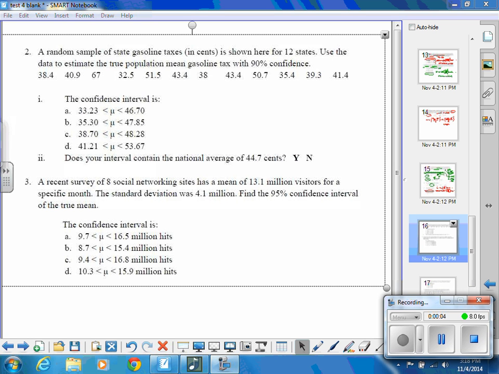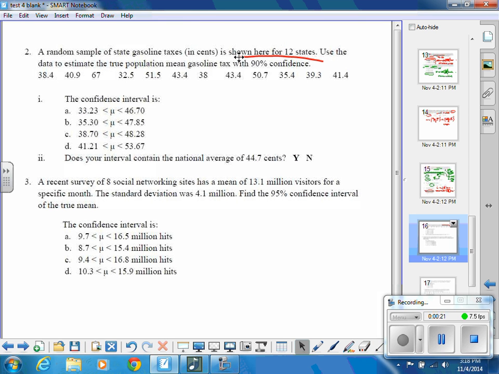Here, this is still in the same section. They're asking: a random sample of gas taxes is shown for 12 states. Use the data to estimate the population mean gasoline tax with 90% confidence. Less than 30, we're using the T, okay? Well, I don't want to write T next to that, but I know I'm using the T test.